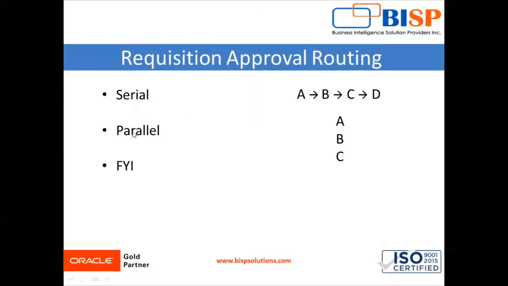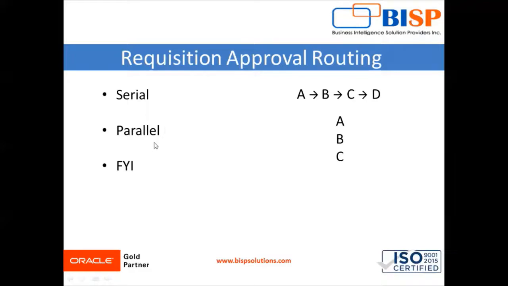Next is the parallel routing. In parallel routing, the approval request is sent in parallel to all the users. For example, we have three users: user A, user B, and user C. The approval request is sent to all three users. In parallel, anyone can accept the request, that is, user A will accept the request, or user B will accept the request, or user C will accept the request.